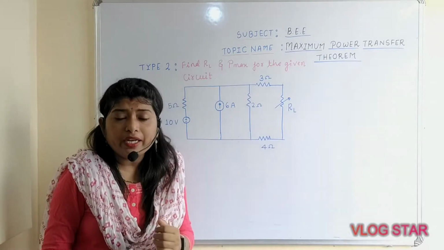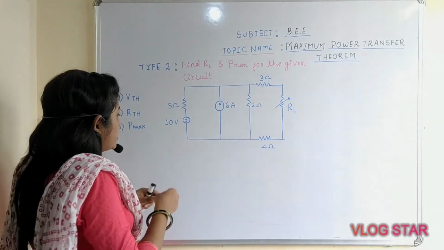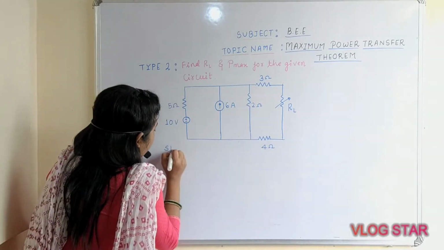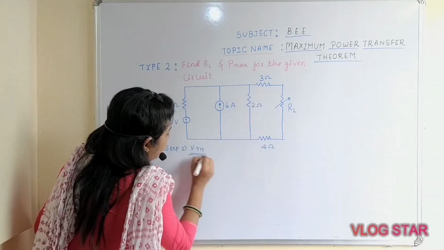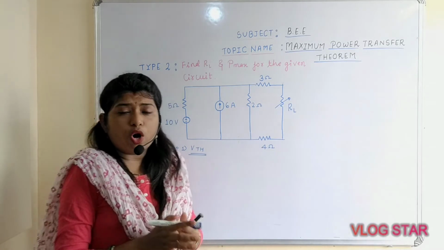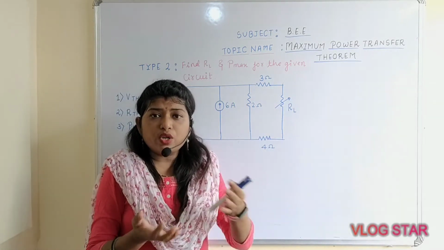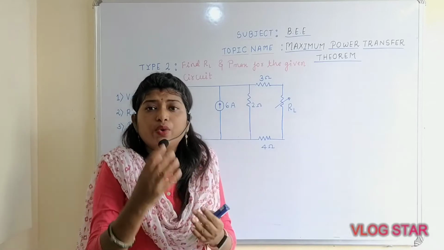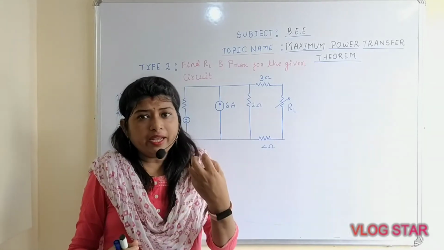What do you need to calculate? You have to calculate Thevenin's equivalent voltage. What is the procedure to calculate Thevenin's equivalent voltage? First you have to calculate VTH. The procedure is: you have to identify the load resistance. What is the load resistance? It is the resistance through which you have to calculate the current. Am I right? You have to calculate the current.